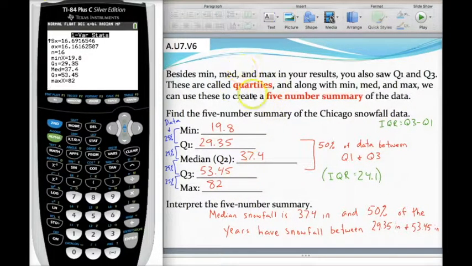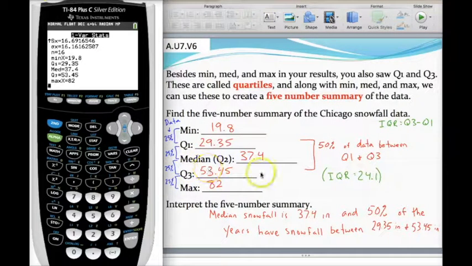Basically, these are called quartiles because about 25% of my data, a quarter of my data, is going to occur in each interval. So between the minimum and the first quartile, about 25% of my data lies there. And similarly, between the median, which is sometimes called Q2, the middle quartile, and Q3, about 25% of my data is between there.